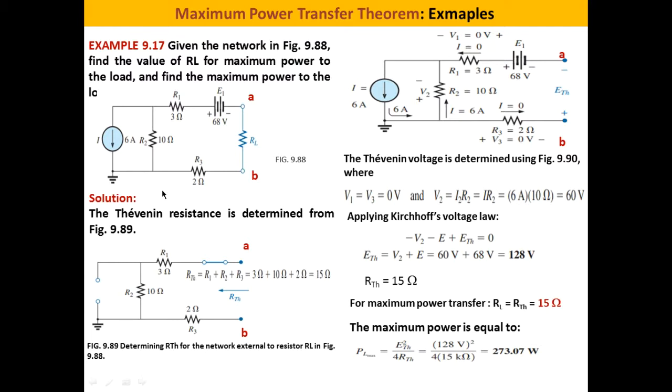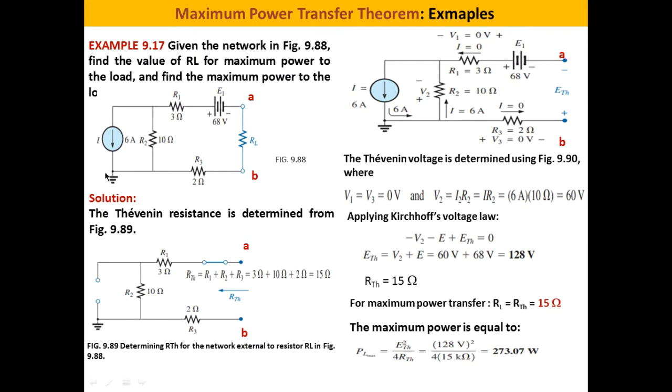So what is the procedure, gentlemen? First, determine the Thevenin equivalent circuit seen from AB. The Thevenin equivalent circuit of this network should be determined first. And then we connect RL and set RL equal to R Thevenin. So we have to determine R Thevenin seen from AB and E Thevenin, and then calculate RL and P max. We will follow the steps that we have learned in previous sections. First of all, we remove RL.